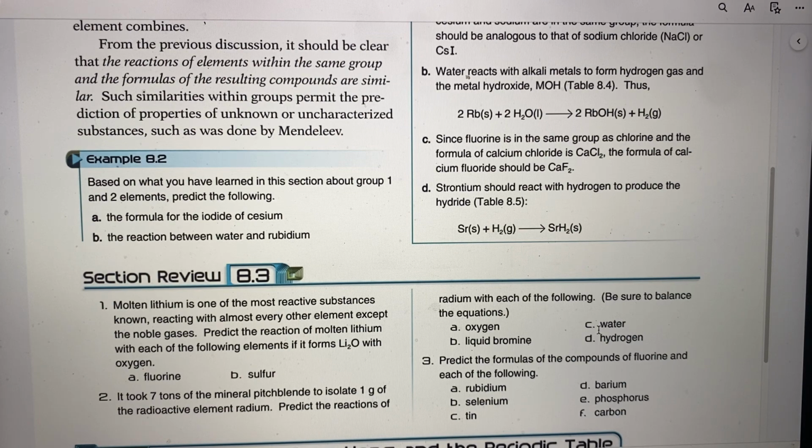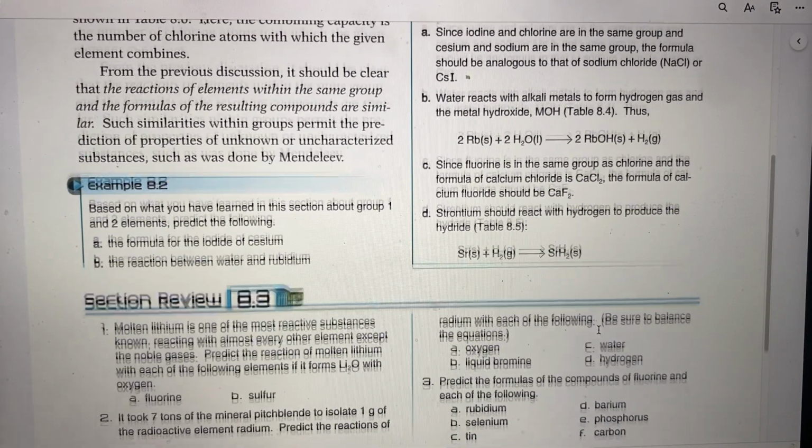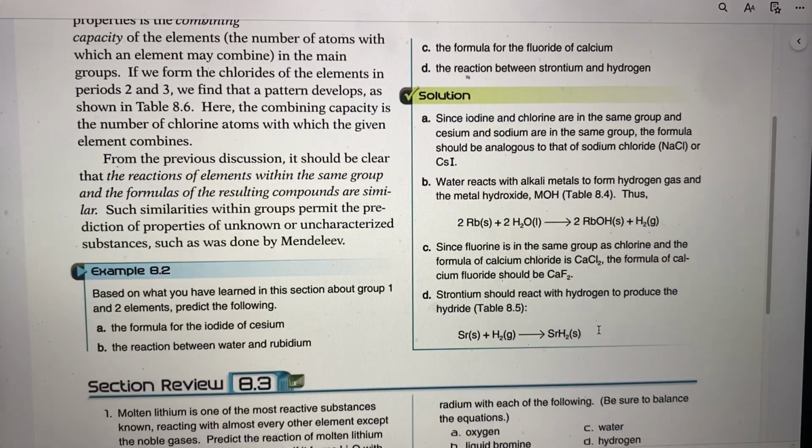Molten lithium is one of the most reactive substances known, reacting with almost every other element except noble gases. Remember, lithium is in that column of alkalis, the first column. And so it reacts with about everything. Predict the reaction of molten lithium with each of the following elements if it forms Li2O with oxygen. So basically wanting to know. So let's see how you do this. They kind of tell you how to do it up here. Let's look, see what they say. Let's move this up.